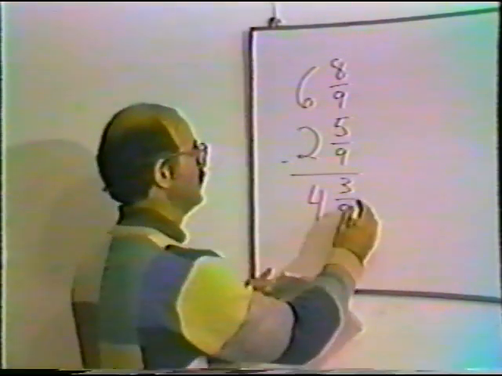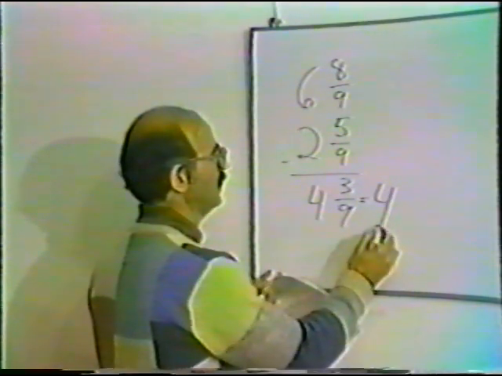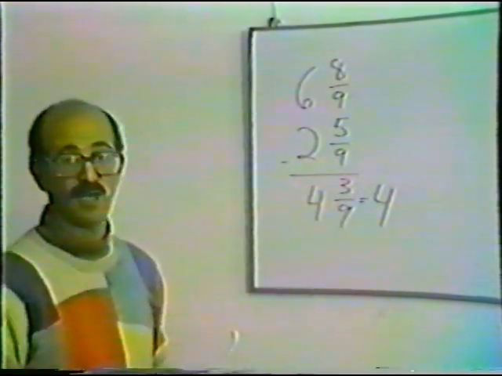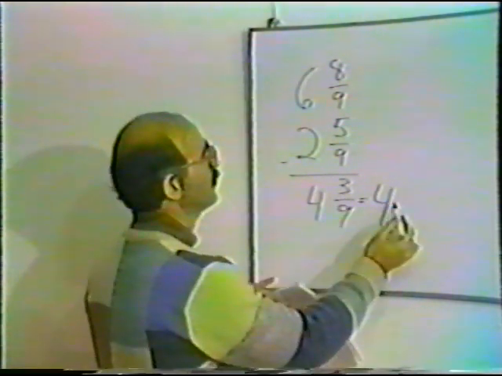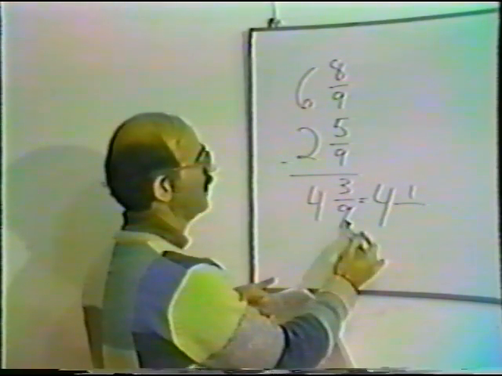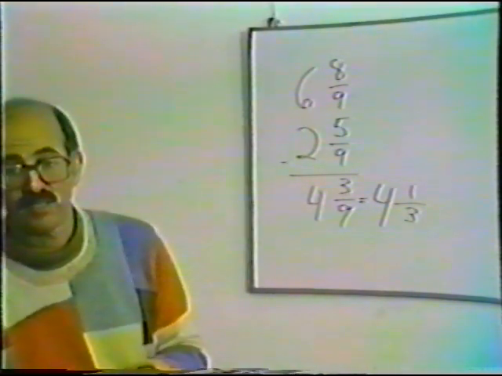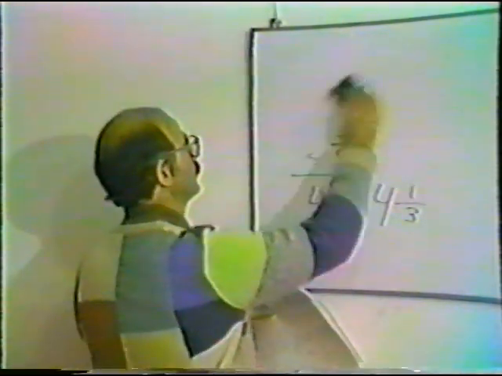No. Because we have to reduce it. What can we hit 3 and 9 with? 3. 3 into 3 is? 1. 3 into 9 is? 3. And the answer is 4 and 1/3.